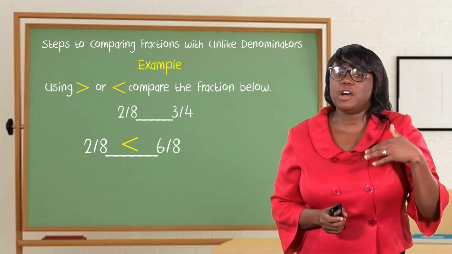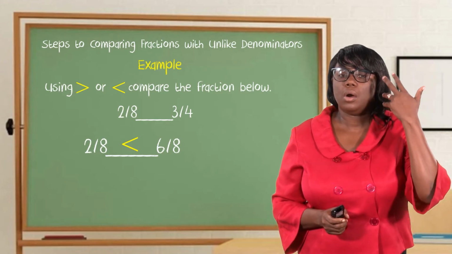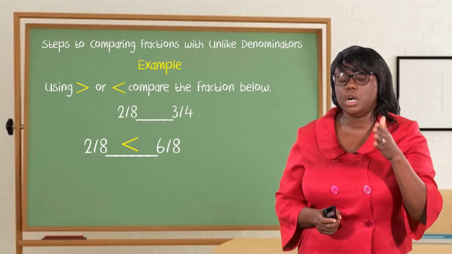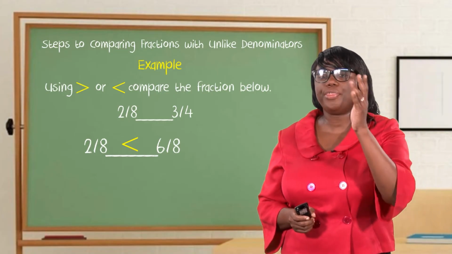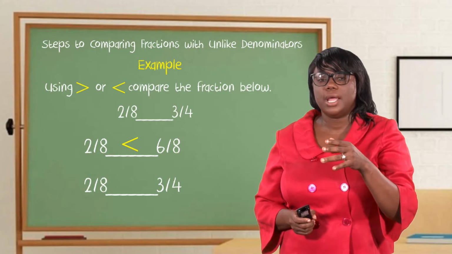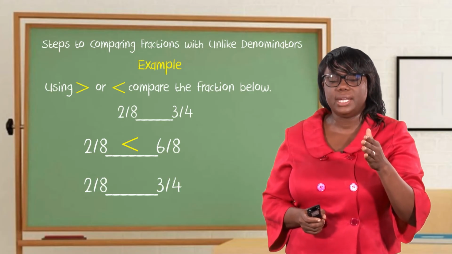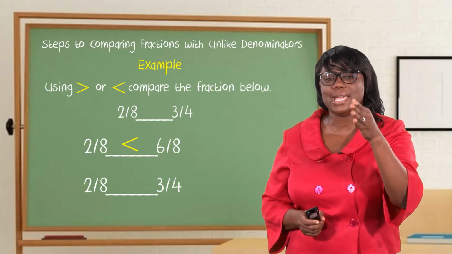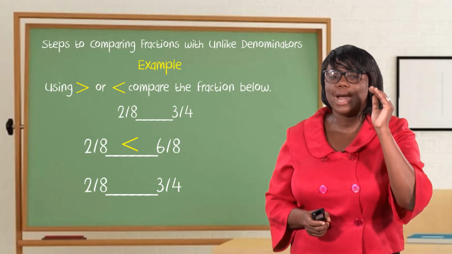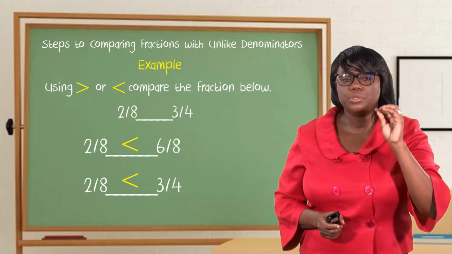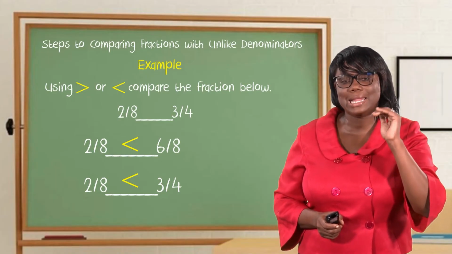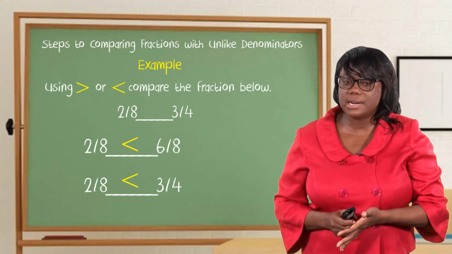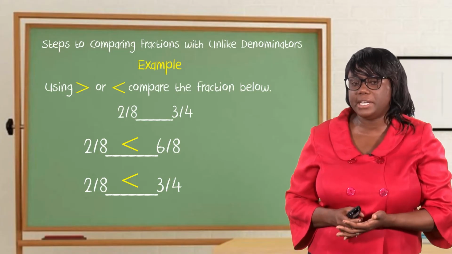So now we have to compare our original fractions. Our original fractions were 2/8 and 3/4. Now the 2/8 remained, and the equivalent fraction for 3/4 is 6/8. So your answer should read 2/8 is less than 3/4. Boys and girls, I hope you understood the explanation.